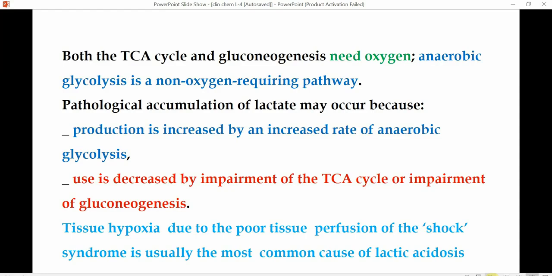Thus, in cases of lower supply of oxygen, the anaerobic pathway would proceed, leading to the accumulation of pyruvate due to the lack of oxygen. Therefore, the pathways that are dependent on oxygen would be stopped, leading to accumulation of lactate, causing a state of acidity or acidosis.